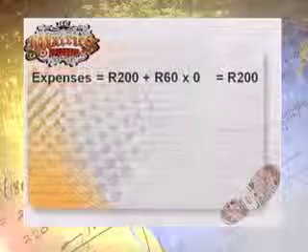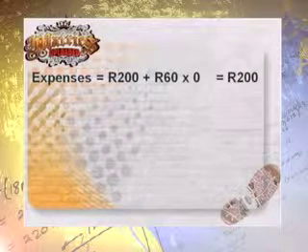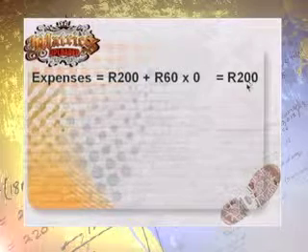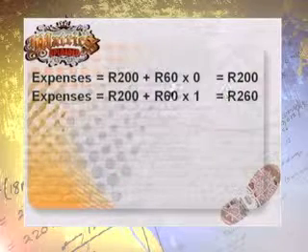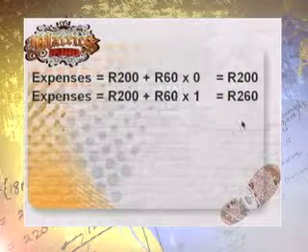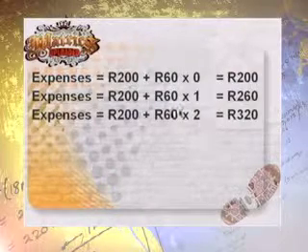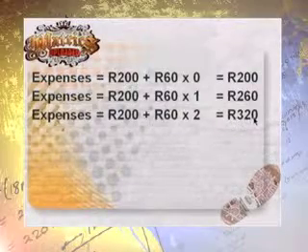Now let's explore this a little bit. Let's look at his expenses. We're going to draw a graph and look at his income and see what happens. If he makes no models, his fixed costs are 200. If he makes 1 model, his expenses would be 200 plus 60 times 1, which is 260. For 2 models, 60 times 2 is 120, and 120 plus the fixed cost of 200 is 320. So to make 2 models, it's going to cost him 320.